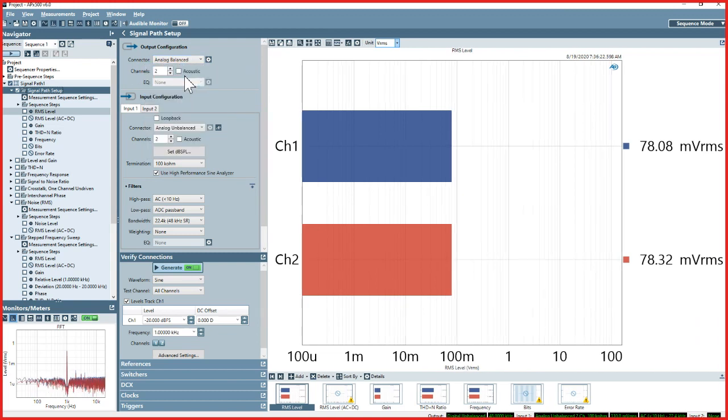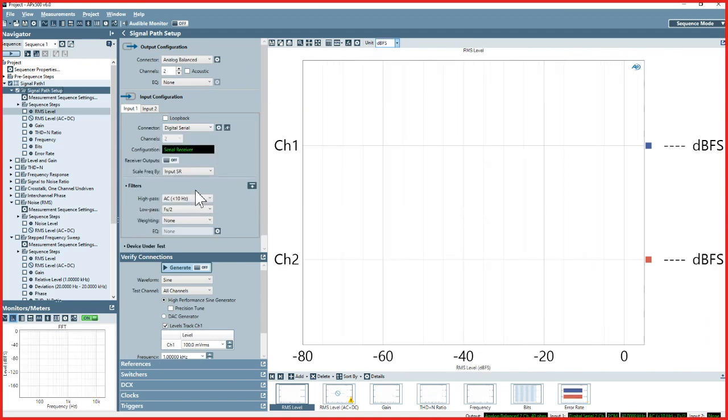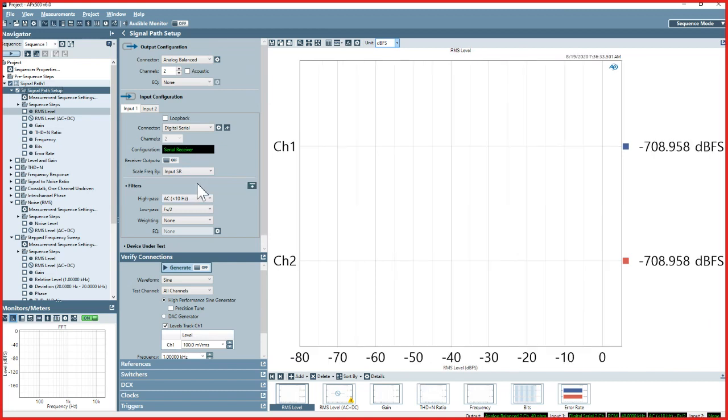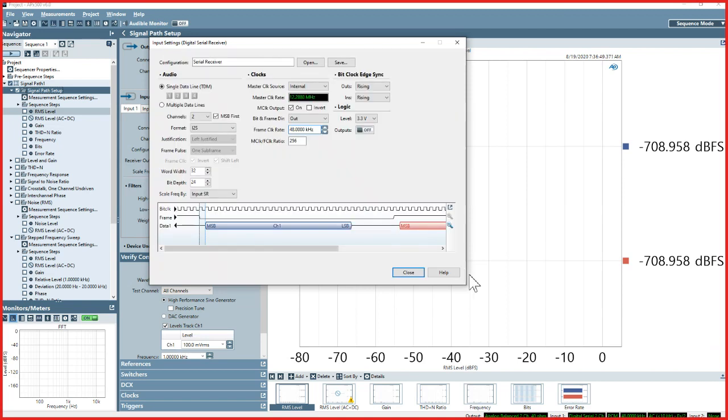So I'll set up my output as analog balanced. I'll set my input as digital serial. And whereas with analog and S/PDIF, probably the only selection I need to really make is to choose that that's the interface I want. With serial interfaces, I'm going to click on my little gear icon, and that's going to bring up my DSIO receiver settings panel.